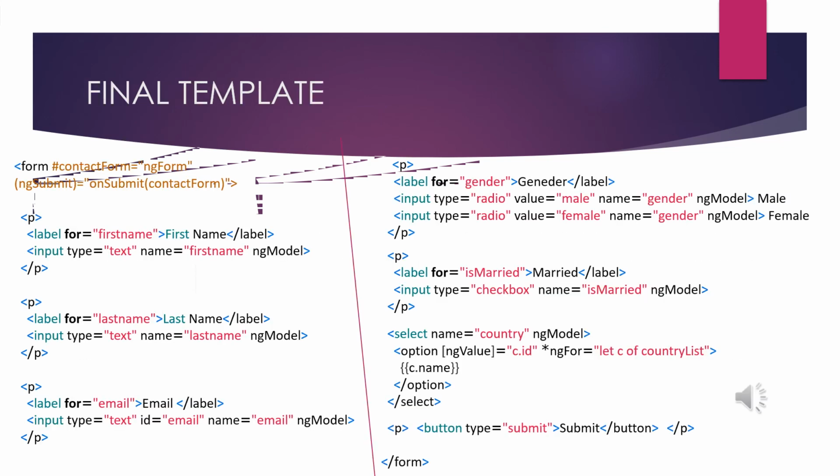So the final template will look like this. See, in the form, a contact form is added. This is the name of the ngForm, and on submit we have the contact form that we are submitting. The contact form is nothing but this form. So we have first name, and this first name input has ngModel added. All these values will be bound with two-way binding, from the component to the template and from the template to the component. Everywhere you see the ngModel, inside the select tag we have the ngModel with the select name.